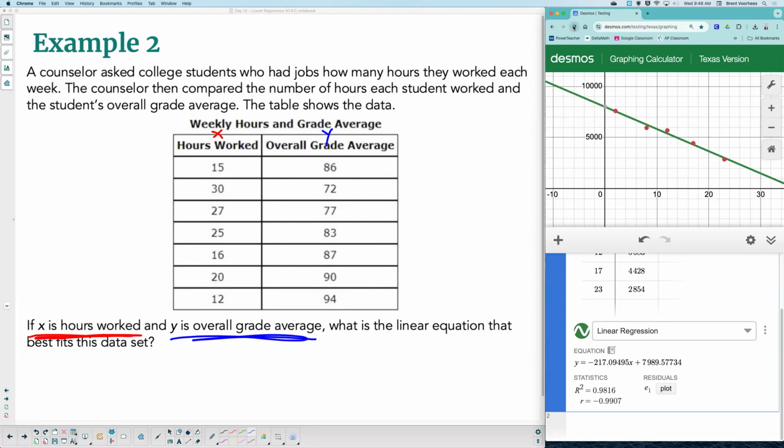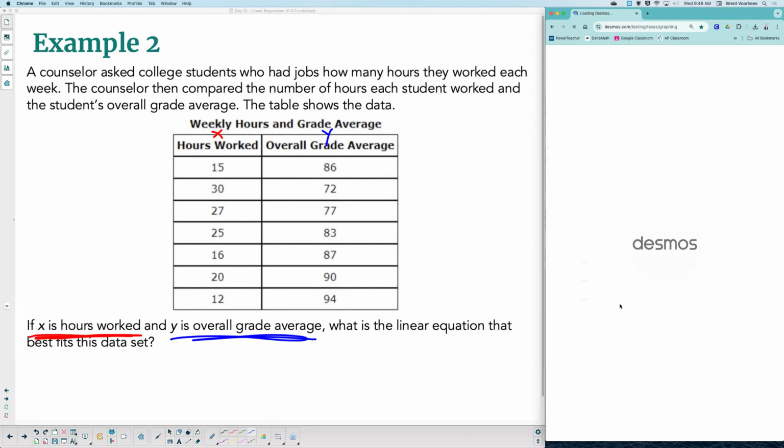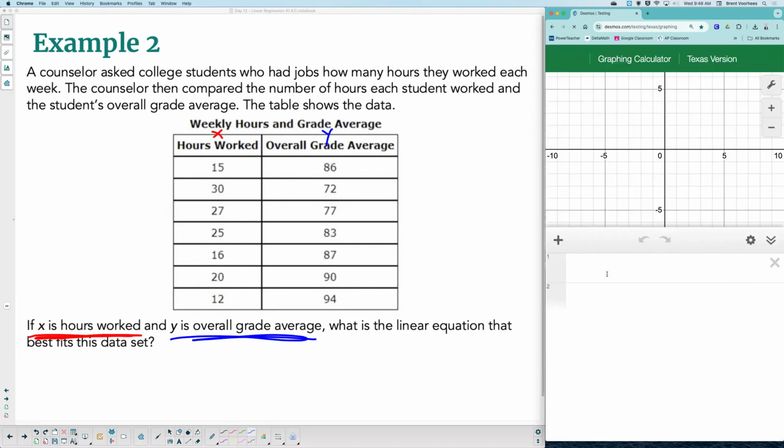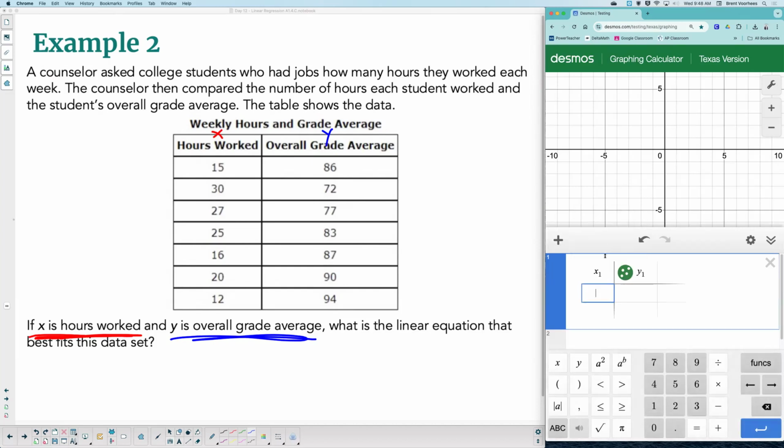Come back to your Desmos. I'm just going to hit the refresh button. I would suggest you do the same. Let's just clear everything out. My computer's going super slow. Here we go. Let's get a new table, and I'm going to type these in. So I usually do my X's first. So start typing in your data.